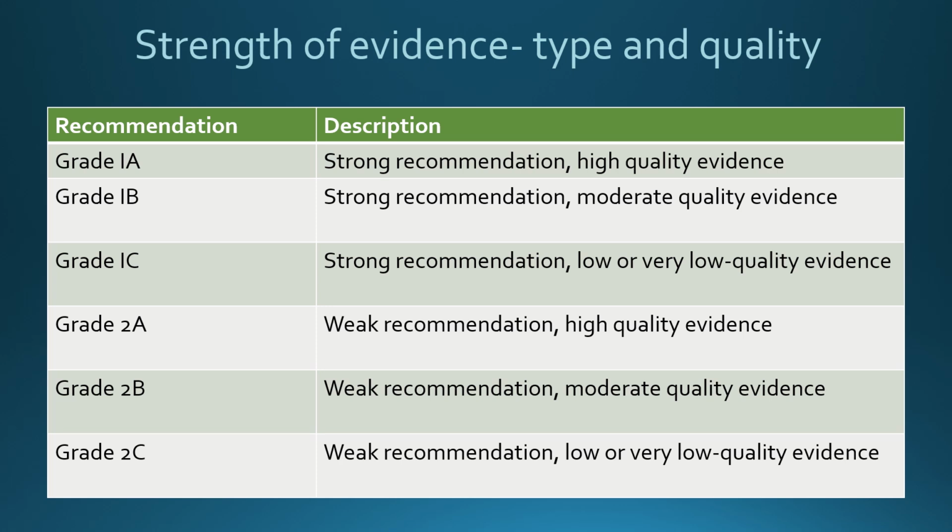Then strength of the evidence. It is also based on the type and the quality. You are seeing the grade on one side and A, B, C with that grade. So 1 means a strong recommendation, whereas A stands for high quality evidence, B stands for moderate quality evidence, and C stands for low or very low quality evidence. Grade 2 states a weak recommendation, and same as in grade 1, A stands for high quality, B is for moderate, and C is for low and very low quality evidence.